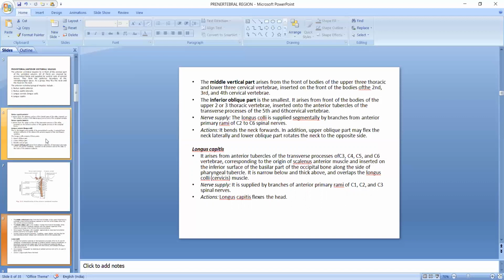Longus capitis arises from anterior tubercles of transverse processes of C3, C4, C5, C6 vertebrae corresponding to the origin of scalenus anterior muscle and is inserted on the inferior surface of the basilar part of the occipital bone along the side of pharyngeal tubercle. It is narrow below and thick above and overlaps the longus colli muscle. Nerve supply: the anterior primary rami of C1, C2, C3 spinal nerves, and longus capitis flexes the head.